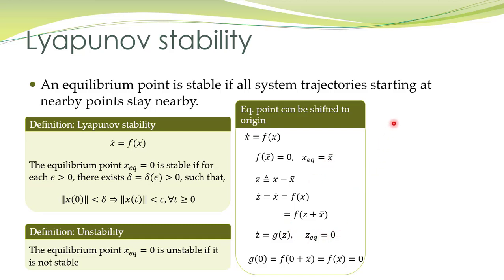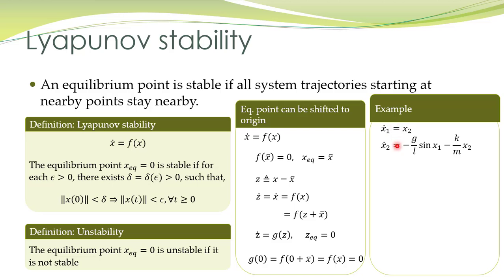Let's elaborate it with the help of the inverted pendulum example. We know that this system has two equilibrium points, one in downwards position and one in upward position. This one is already at origin, so we can easily talk about Lyapunov stability of this equilibrium point. However, to discuss the Lyapunov stability of the other, we have to transform this equilibrium point to origin.